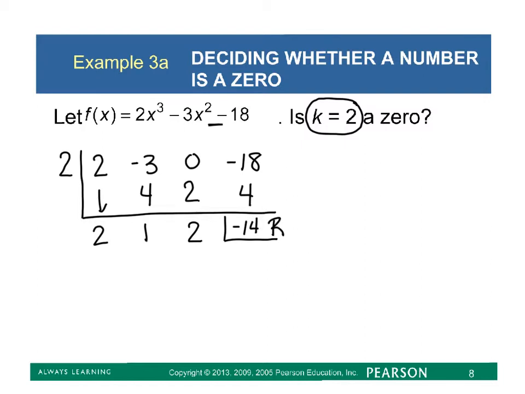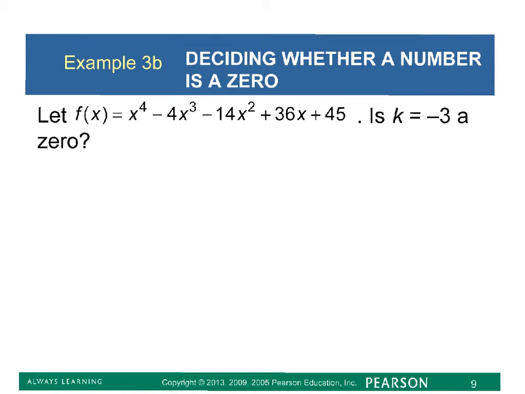Since our remainder was not 0, that means k equals 2 is not a 0 of f of x. Okay, so there we go. Let's do another one. So we have another function f of x, and given another possible 0, so let's use our synthetic division to test whether that is a 0 or not.